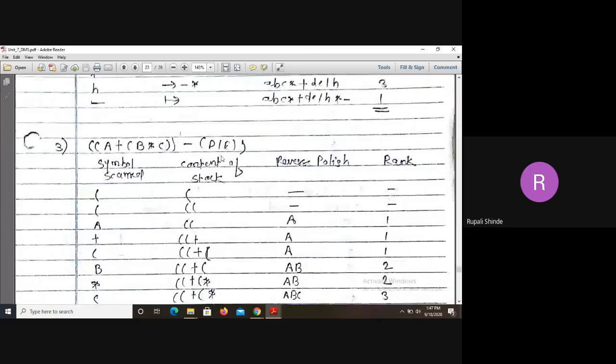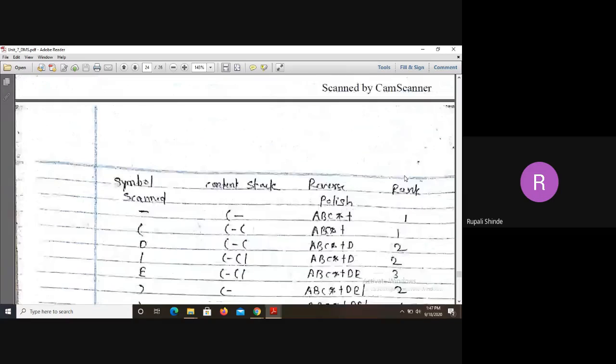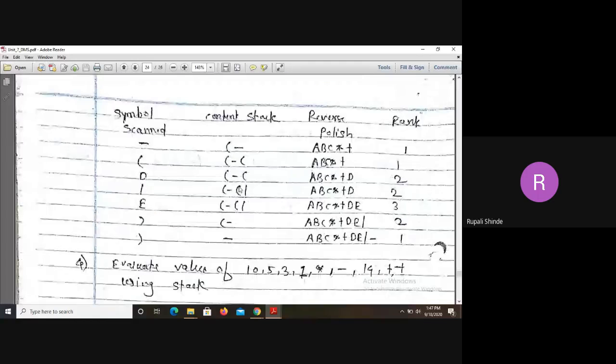Now the next character is the division operator. This is an operator, so we push it onto the stack. The current stack contents are opening bracket, minus, opening bracket, division, and the postfix form and rank remain the same. Now the next symbol is E. E is an operand, so we write it into postfix form, and the rank for this expression is 3.